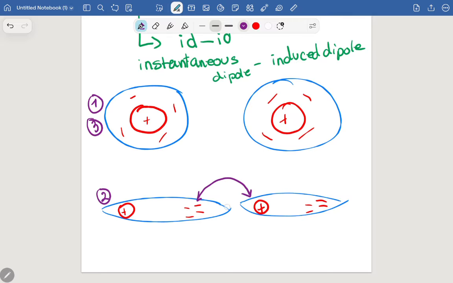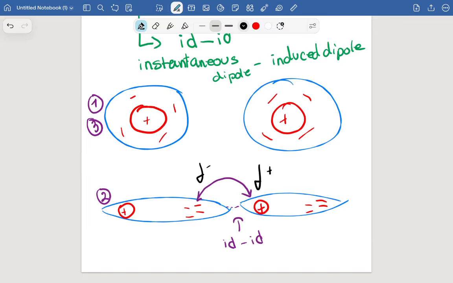This bond here is called the instantaneous dipole induced dipole. It's called instantaneous because it lasts only an instant, and induced because they come close together and they will force this dipole to happen. It doesn't already exist, it's forced to happen. So this is why it's called an induced dipole. Now, what happens is that this will have a temporary negative charge, and this will have a temporary positive charge. So this is why they will attract each other. Okay?